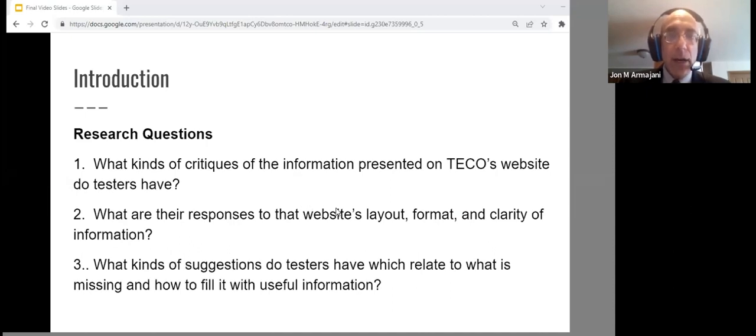Research questions. Our usability tests focus specifically on TECO's homepage, About Us page, and What We Do page. Our research questions for usability testing included determining what kinds of critiques of the information presented on TECO's website do users have, what are their responses to that website's layout and information, and what kinds of suggestions do testers have which relate to what is missing and how to fill it with useful information.